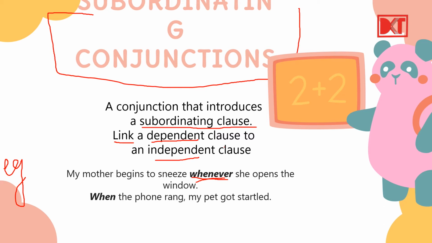Another example. When my phone rang, my pet got startled. So इसमें independent clause क्या है? When the phone rang. जब phone बजा तो my pet got a little scared, got a little startled. So ये dependent. क्योंकि pet का startle होना किस पे dependent था? Phone ring करने पे. Alright? Let's move on.